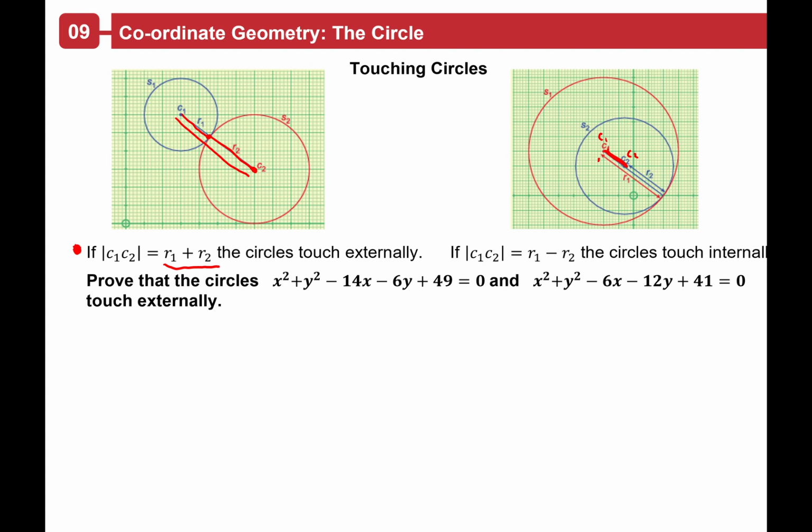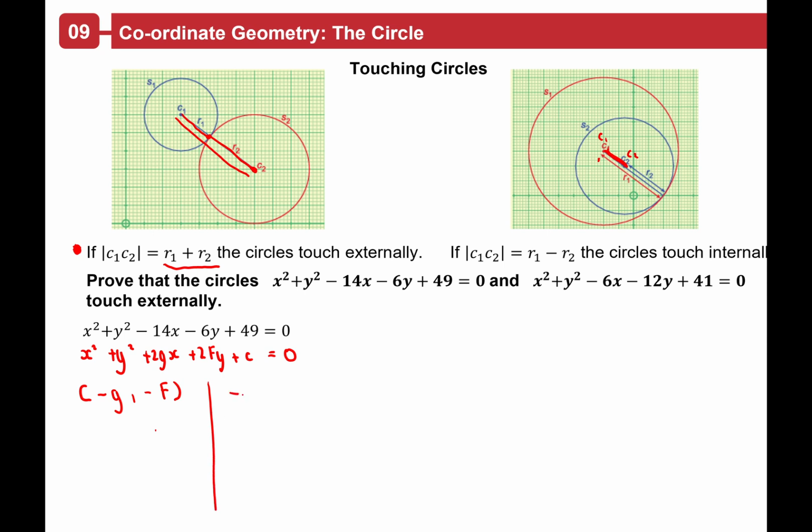The first thing I need to do is find the centers of my circles. I know that on page 19, my equation of the circle is given by x squared plus y squared plus 2gx plus 2fy plus c, and I know that the center of my circle will be minus g, minus f. So let's use this information. Let's compare our values to find g and f.